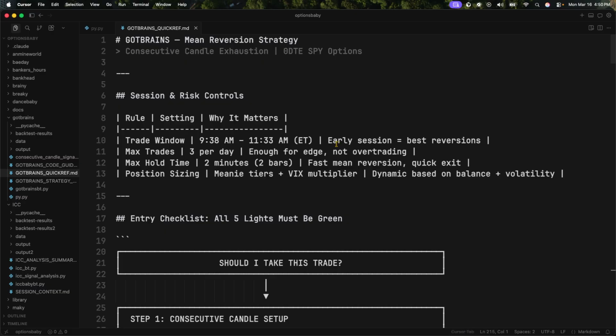So again, this is going to be our GotBrains mean reversion strategy. Let me just preface this: this is not my first strategy, right? If I'm counting, it's damn near 85, 88 strategies, though not all strategies I make a bot out of.